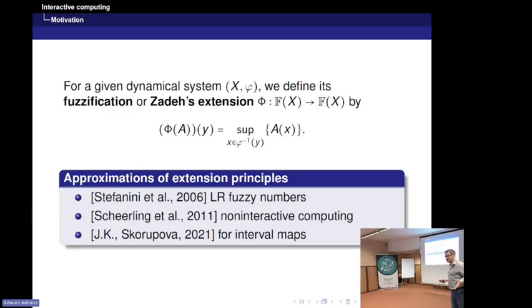And this Zadeh extension is quite known, and many people know this. But in general, it's very difficult to obtain an approximation even of this Zadeh extension. And there are some approaches for this. For example, Stefanini in 2006 defined some special form of fuzzy numbers and showed that they can be used to represent fuzzy dynamical systems. But that's an exceptional paper.